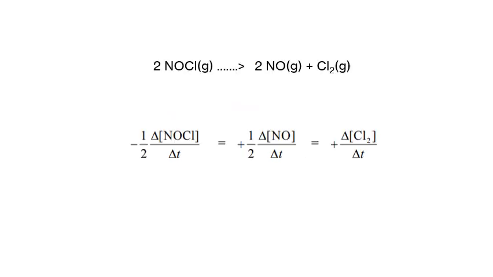Another example is 2NOCl gives 2NO plus Cl2. Here the coefficient is 2, so negative because that is a reactant. So negative 1 over 2 change in concentration of NOCl divided by change in time equals positive 1 over 2 change in concentration of NO divided by change in time, which equals positive change in concentration of Cl2 divided by change in time.